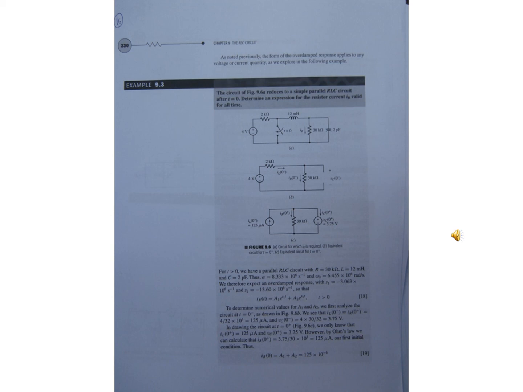A1 is 161.3 microampere, A2 is minus 36.34 microampere.